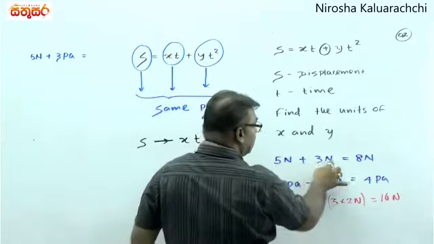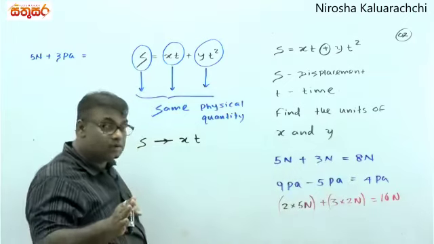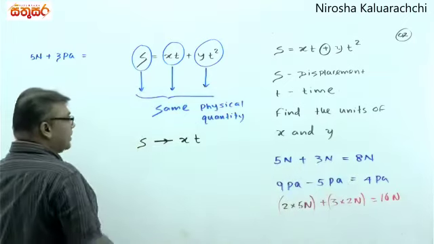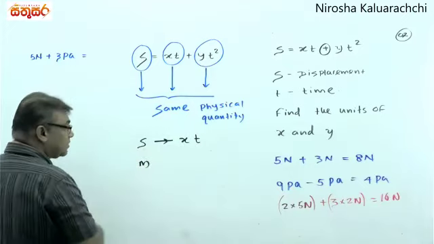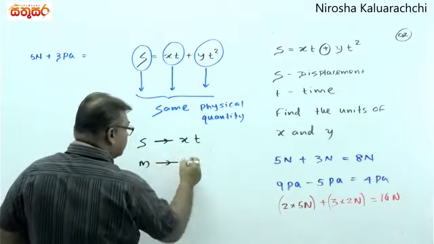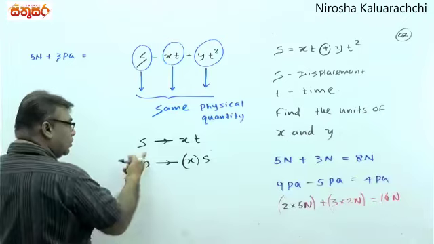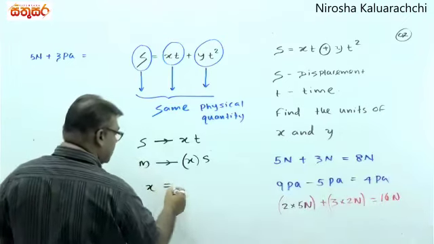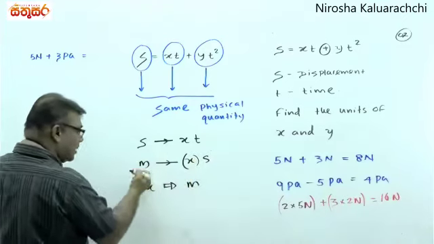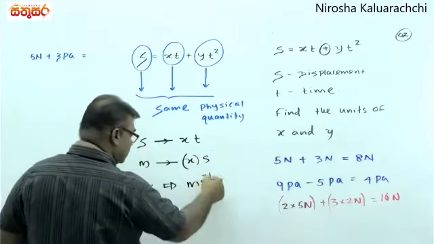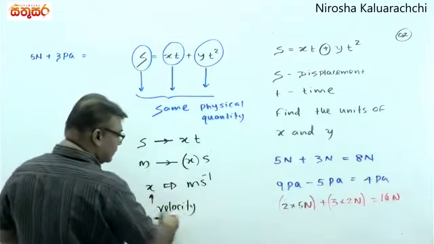Newton, 5 Newton, 3 Newton: these two are similar, not in magnitude but in the physical quantity. Then we can say S is measured in meters as it is displacement. X is to be found, T is time. S comes down and goes up, so X becomes m s^-1. Then this could be velocity. Is that clear with that?